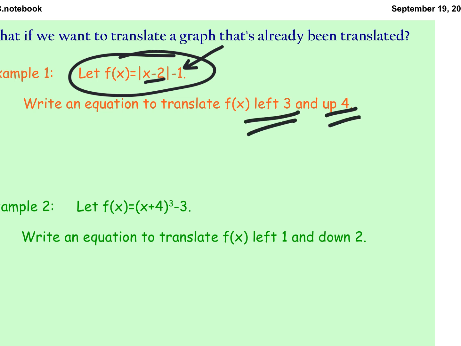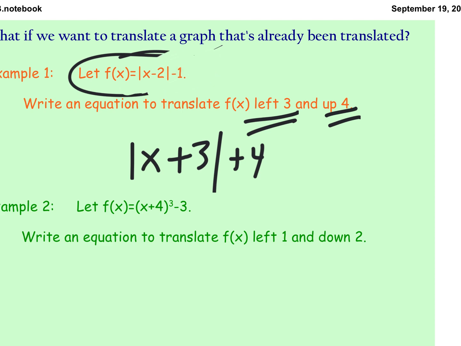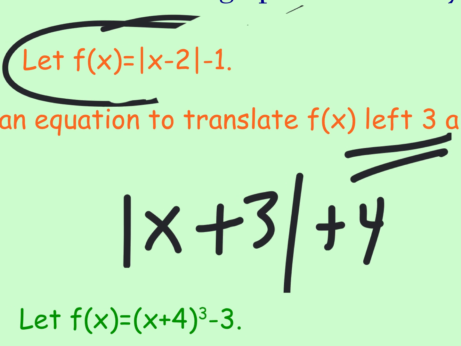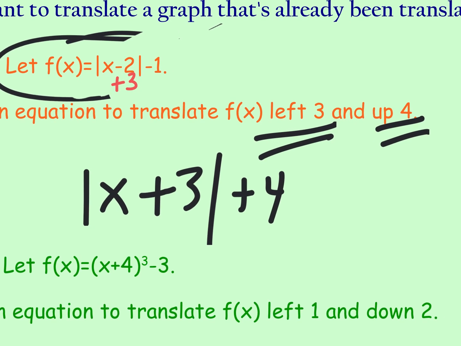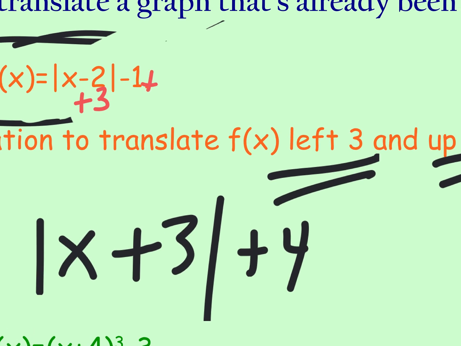No, we're not talking about a new function where you just go, my plus 3 would be left 3 and up 4 is plus 4. No, you take and add that to the numbers you already had. And if you wanted to go left 3, then in here you'd go add 3 to it. That's like going left 3. And up 4, that's like adding 4 right there.